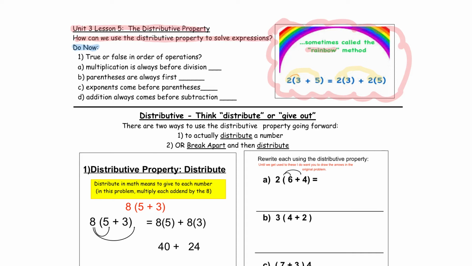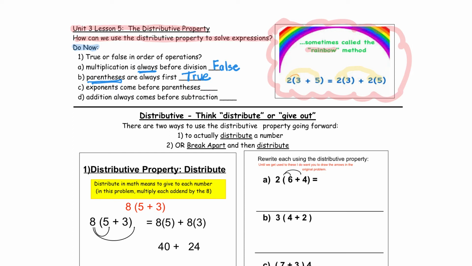Today's do now focuses on some questions that we had in previous lessons about the order of operations. True or false, number 1. In the order of operations, A, multiplication is always before division. True or false? Well, that is false, correct. And that's false because it's multiplication or division, whichever comes in the problem from left to right. Letter B, parentheses are always first. And that would be true.